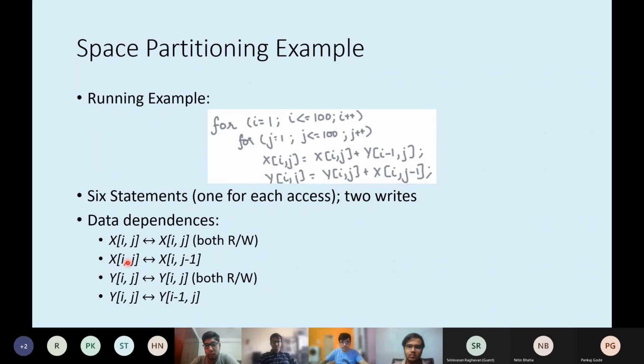In the same way as I argued for x, I can argue for y: y[i][j] could have a data dependency with itself in a different iteration, or it could have a data dependency with this read access of y[i][j]. So this constitutes two data dependencies, and the last data dependency is that y[i][j] could access the same memory location as y[i-1][j]. Now we look at these data dependencies and see what constraints we get. Ideally, since there are six accesses, we could try to solve for six affine functions, so six pairs of the capital T and small c values. But as we see, we can actually reduce that.